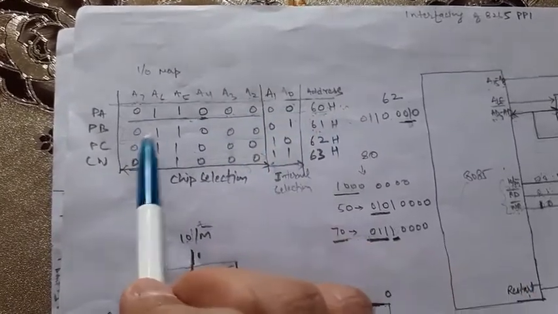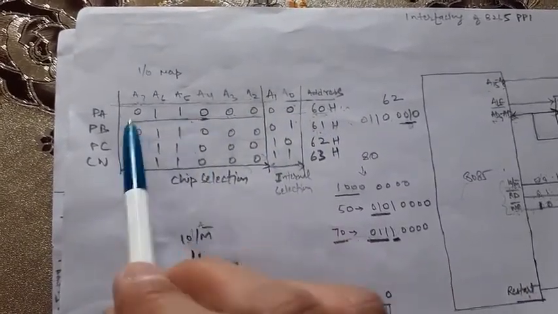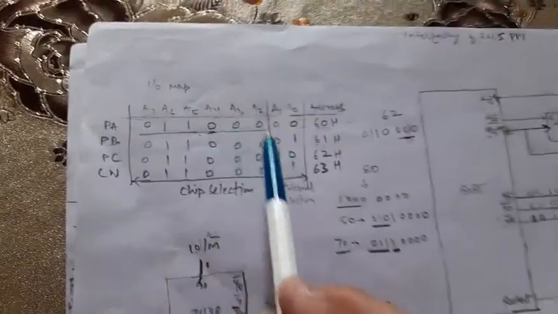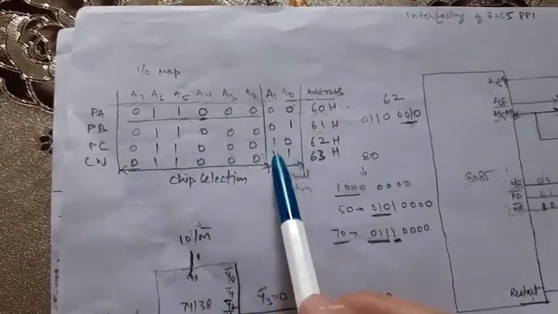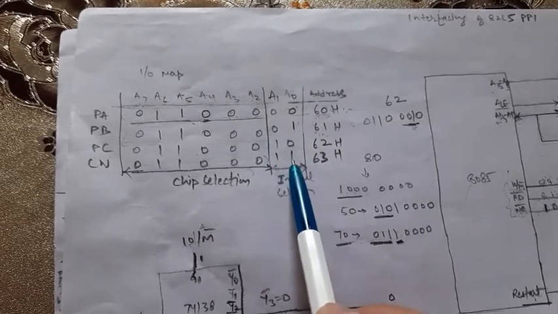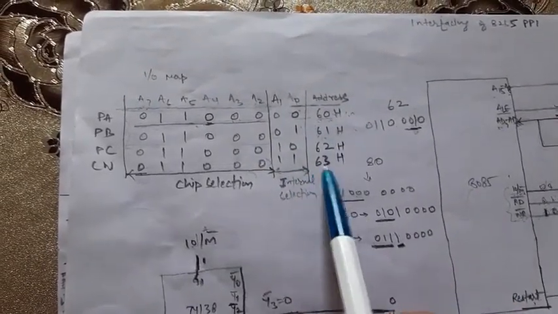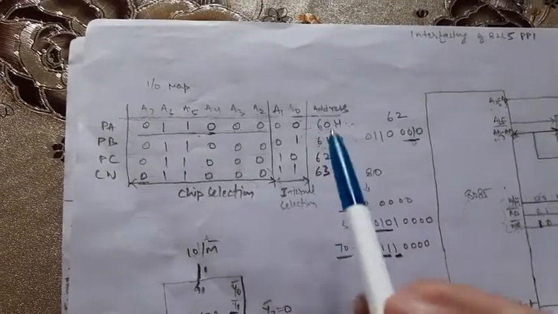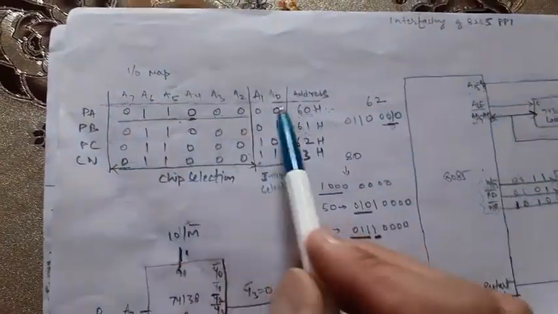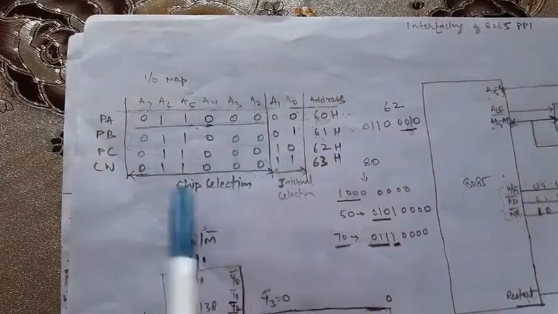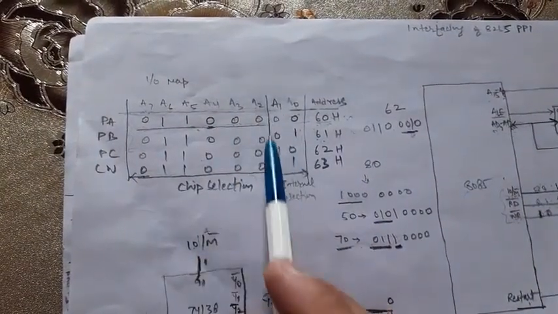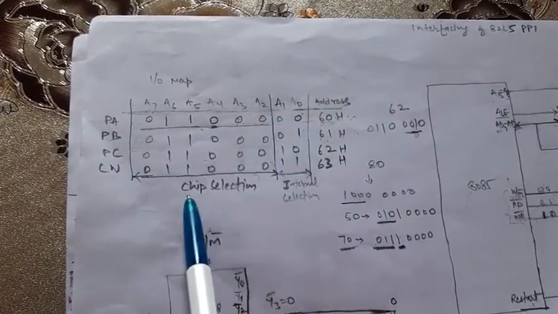Okay, 61 is 0 1 1 0, so these bits will remain the same, 0 1 1 0 0 0. Only these bits will change, 0 0 0 1 1 0 1 1, to provide the 4 different addresses starting from 60 to 63H. These are used for internal selection and these bits are used for chip selection. Internal selection will be done by these 2 bits, and now we will go for chip selection.